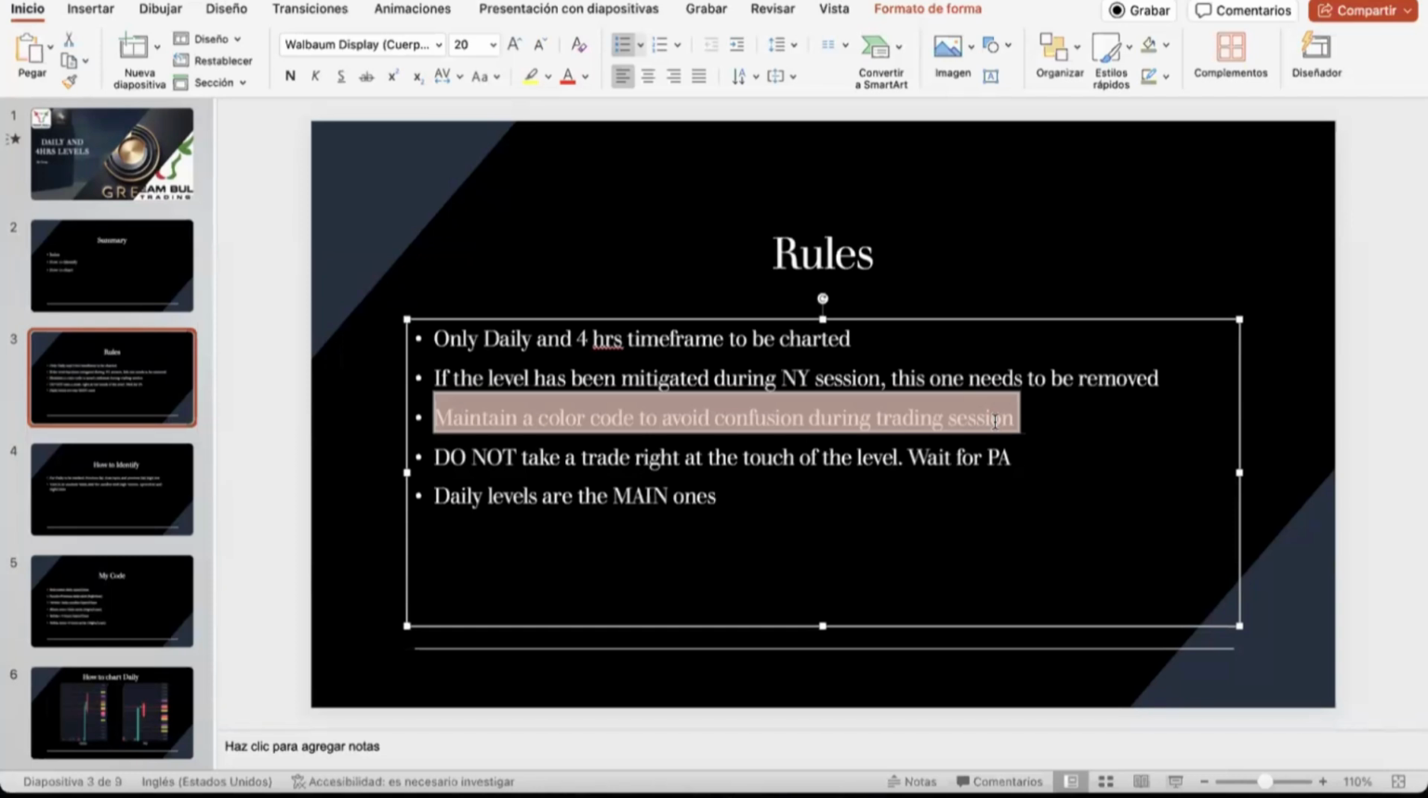Because if I have a daily level and I have a 4-hour level, I will prioritize the daily level. That's why I need to have a different color code, because I cannot be jumping between daily and 4-hour to see, okay, is this a 4-hour or daily level? No, you don't have time for that. That's why you need to prepare for the session before opening. And my best advice to you, use color code. Any color you want: blue, purple, green, brown, yellow, any. Just make your code. Believe me, it will make your life easier.